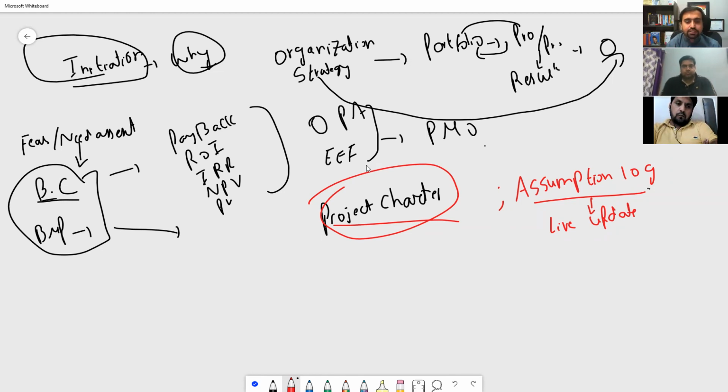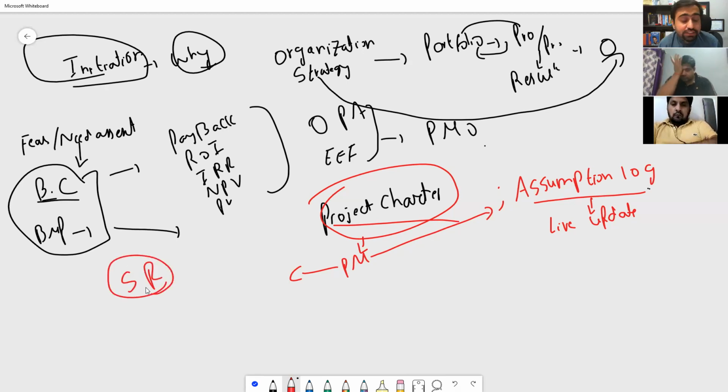Once you have done this, then you have an official project manager. Here you get the project manager. His first job is to make the assumption log. Another document he basically makes alongside is the stakeholder register.